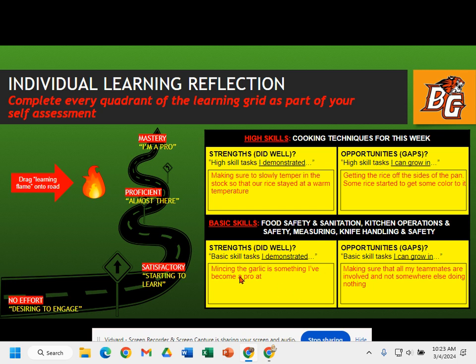How did I do there? What basic skills did I demonstrate well, and what ones can I still grow in? And the same thing for the technique-related advanced skill. How did we do? What did we do well? And what areas are opportunities for growth?